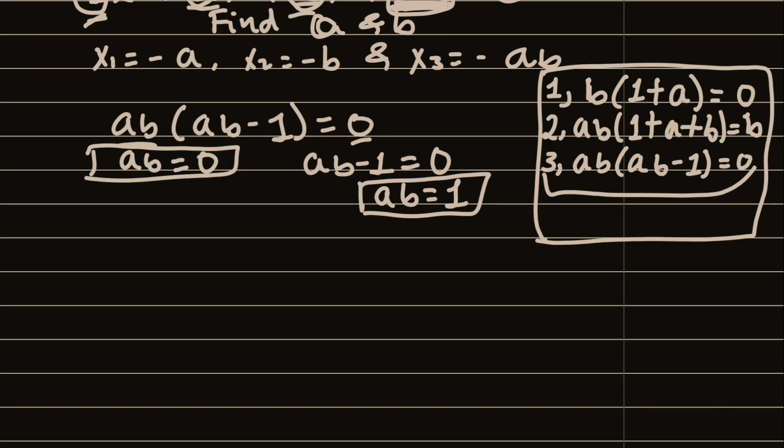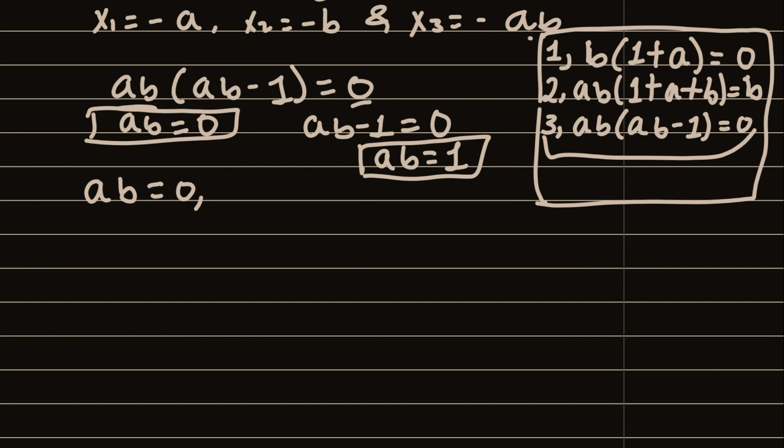Okay. Let's first consider ab is equals to 0. Have this in your mind. Then for the first and the second formula, let's consider a is equals to 0 and b is equals to 0. Let's see what will happen in both cases. Don't forget that ab is equals to 0. We have started by this consideration.